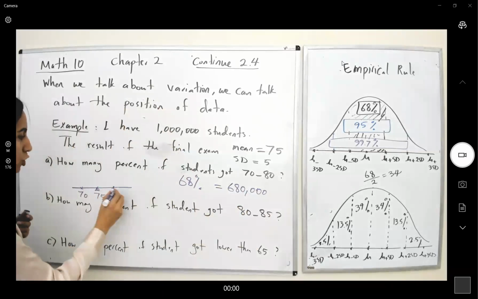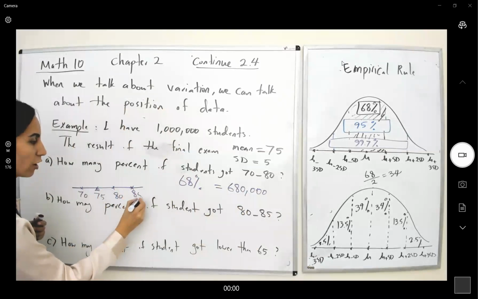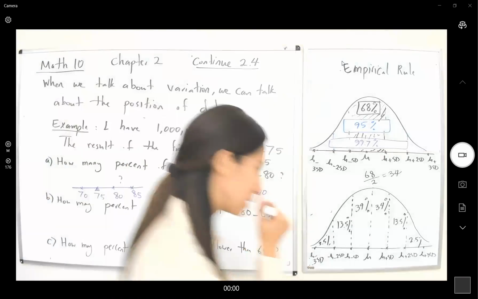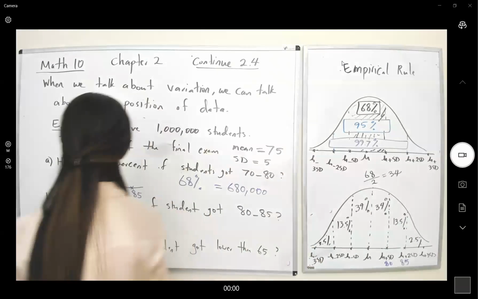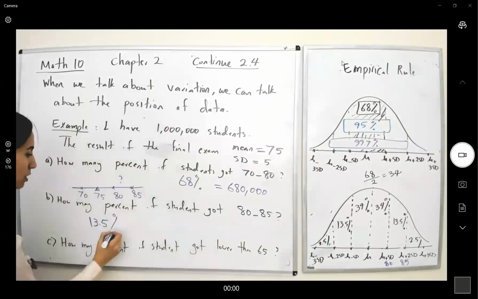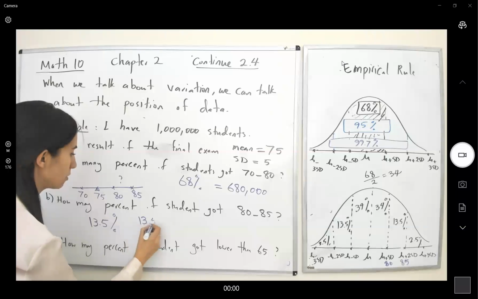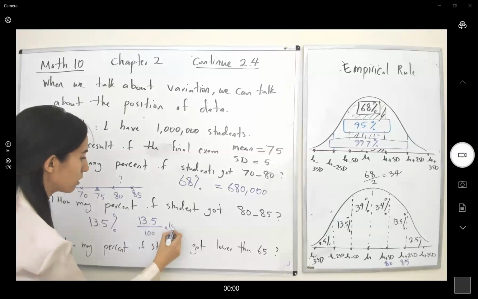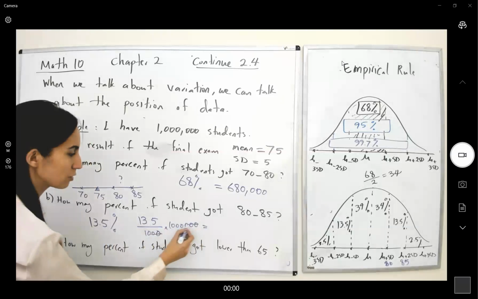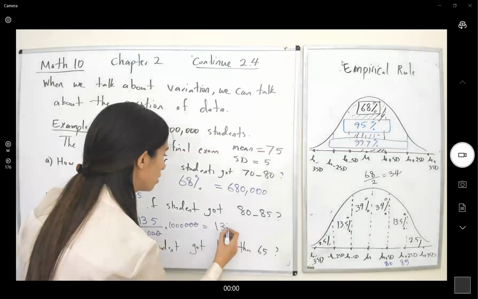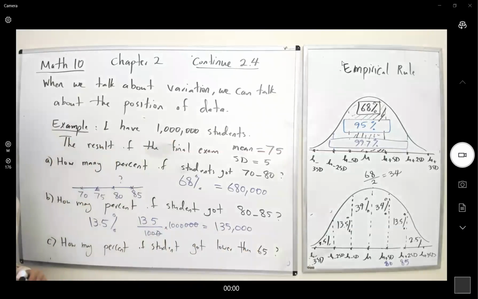How many percent of students got 80 to 85? Where is this piece? This piece is actually here, 80 to 85. 13.5%. So it means that we have 13.5% of 1 million. We can cancel out 3 zeros and 3 zeros. 135,000 students got 80 to 85. That's very good. I'm so happy about it. That's good news.